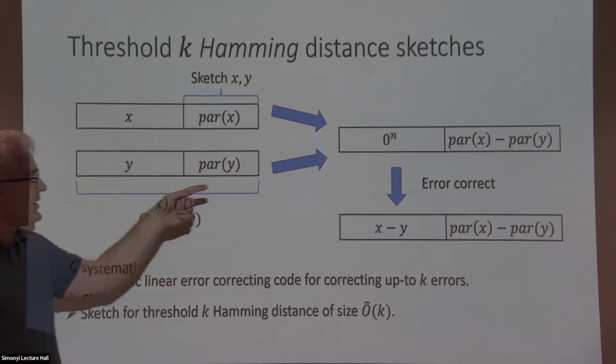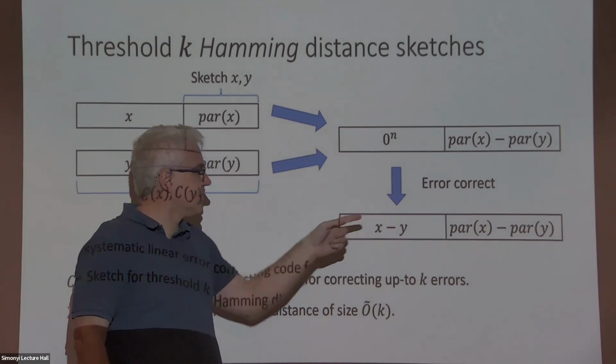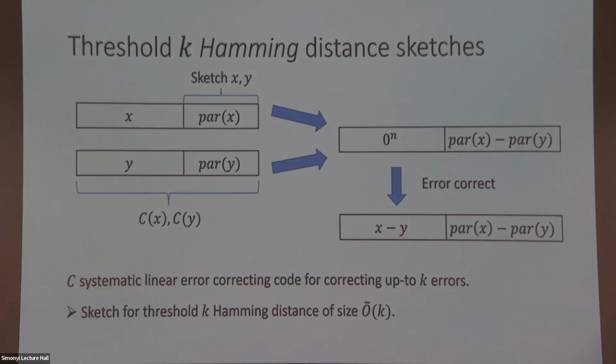So if we start from 0 to the n, we can recover the exact places where these errors are. Not only do we recover how many there are, but we actually know where they are. And this turns out to be useful. We will need that later, this ability.